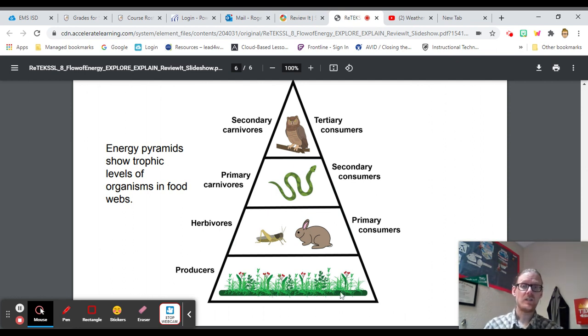So you've got your producers here that hold most of the energy. Only 10% of that energy goes to the primary consumers, and then 10% of that energy goes to the secondary consumers, and 10% of that energy goes to the tertiary consumers. So the least amount of energy available is at the top. The most energy available is at the bottom. So that is a summary of how energy flows in ecosystems using food chains, food webs, trophic levels, and energy pyramids.